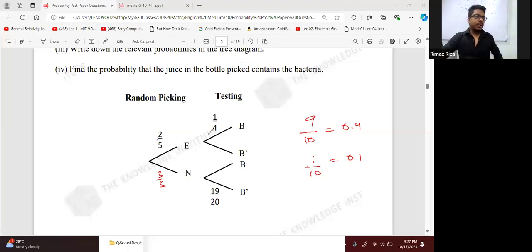Okay, so here, the probability of picking an expired bottle is 2 out of 5, therefore nearly expired is 3 out of 5. Suppose an expired bottle is picked up, the probability of containing a bacteria is 1 over 4, therefore not having a bacteria will be 3 out of 4. If it's nearly expired, there is a high chance of having no bacteria, 19 over 20, therefore this one will be 1 over 20.